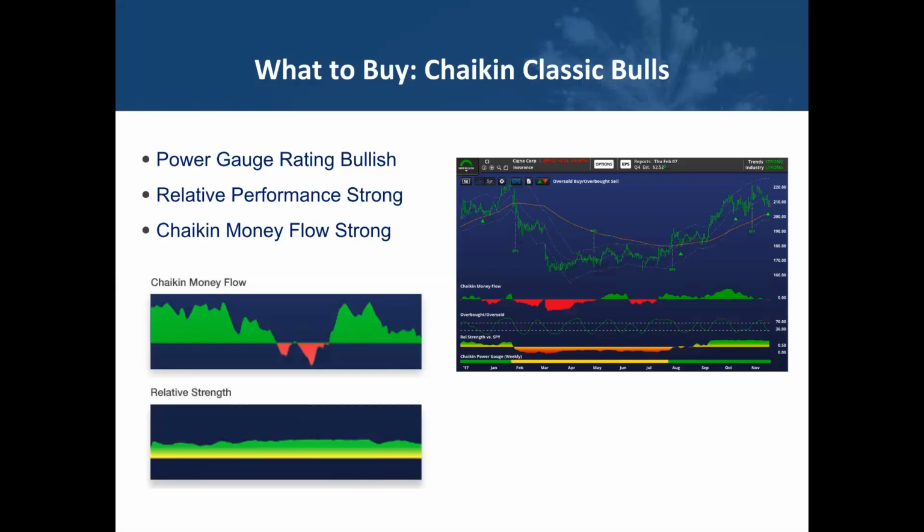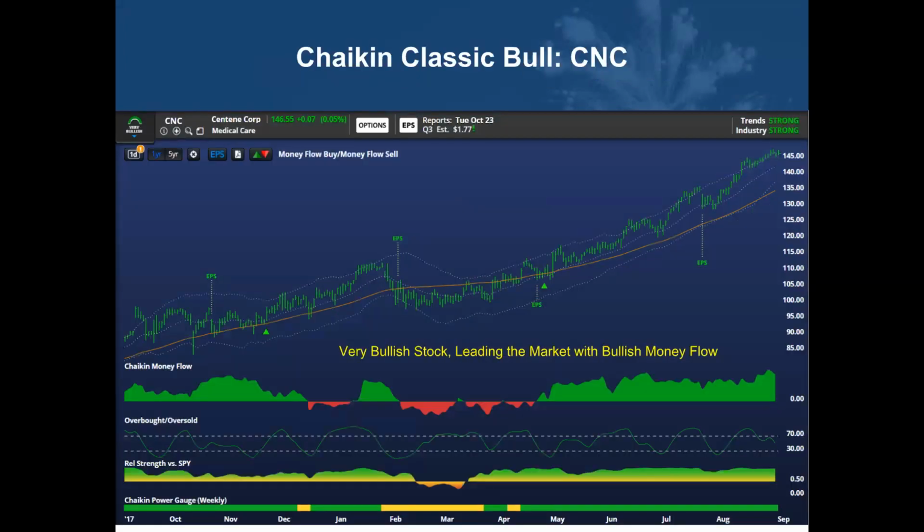And the stocks that we want to buy are known as Chaikin Classic Bulls. These are stocks with a bullish or very bullish Chaikin Power Gauge rating that are exhibiting strong relative strength and have strong money flow. We'll take a picture of what that looks like. Now, this chart is from September, but it really does a good job of depicting what I'm talking about when I say a Chaikin Classic Bull: a very bullish stock with a strong trend in a strong industry group.